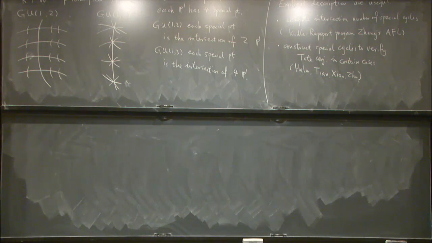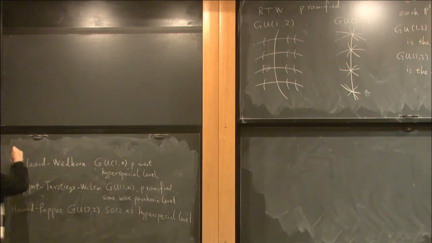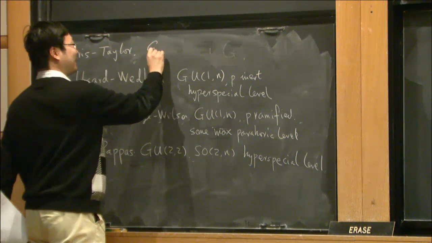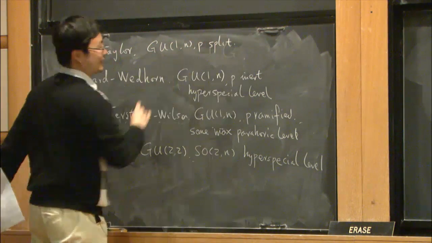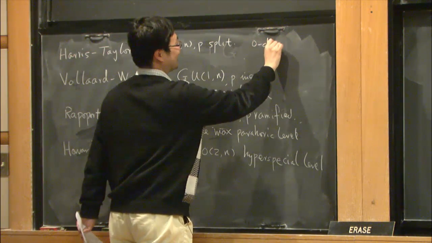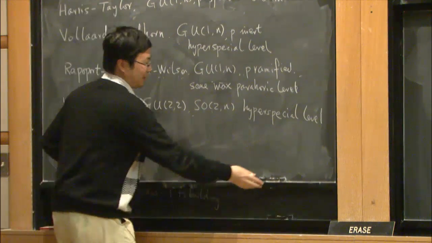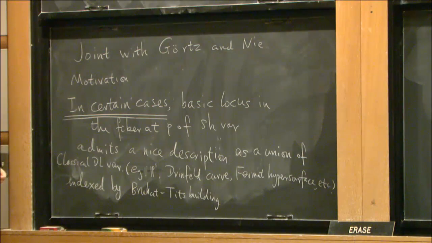Before that, there's one case that I would like to mention. This is actually by Harris and Taylor. So this is a GU(1,n−1), p-split. Well, in this case, it is just zero-dimensional, which means just unions of points. And a point is a special case of a Deligne-Lusztig variety.